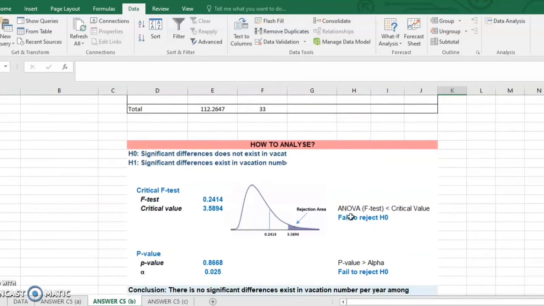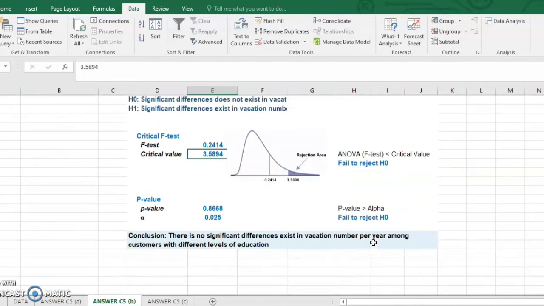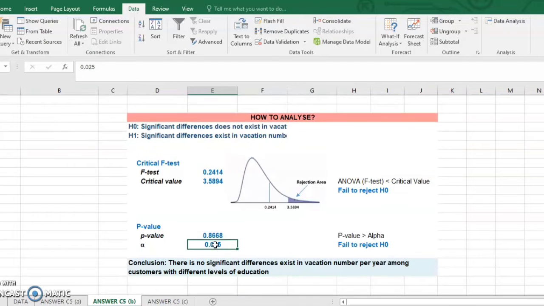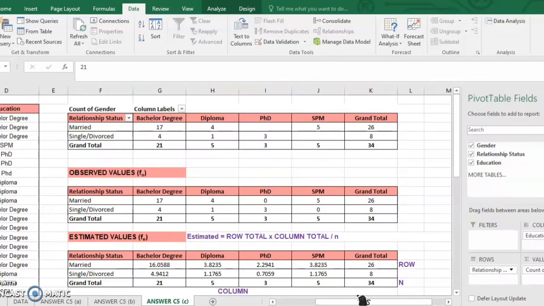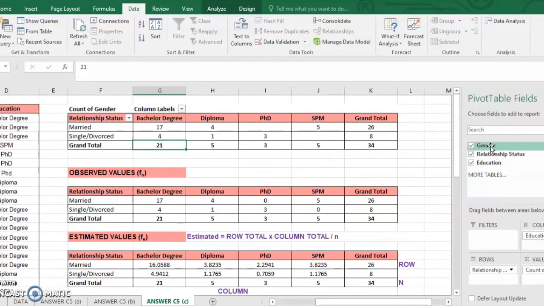For drawing conclusion, the F-test value is smaller than critical, so fail to reject. As for the p-value, it is bigger than alpha, also fail to reject. The conclusion is there is no significant difference in identification number per year among customers with different levels of education. Question C for chi-square, select the data then convert it into a pivot table.